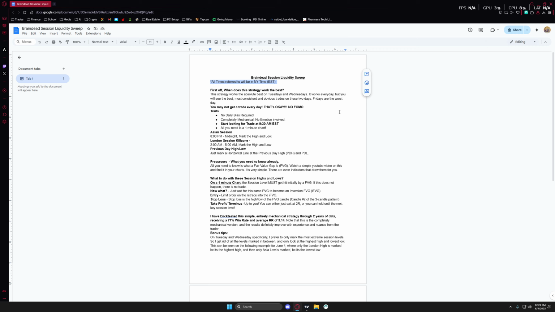Some really cool things about this strategy. There's no daily bias required. You don't need to wake up. You don't need to have any. You don't have to think at all, pretty much. It's literally completely mechanical. It's so simple. And all you need is a 1-minute chart. You don't got to look at anything else. You don't got to distract yourself. Nothing. Okay? And it's completely mechanical. There's no emotional aspect at all.